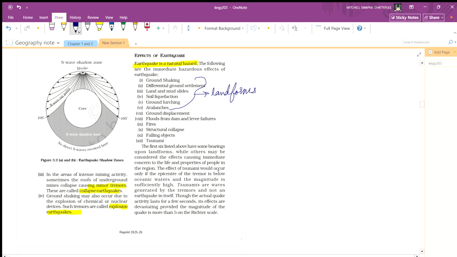Effect of tsunami would occur only if the epicenter of the tremor is below the oceanic water and the magnitude is sufficiently high. Tsunami waves are generated by the tremors and not by the earthquake itself.